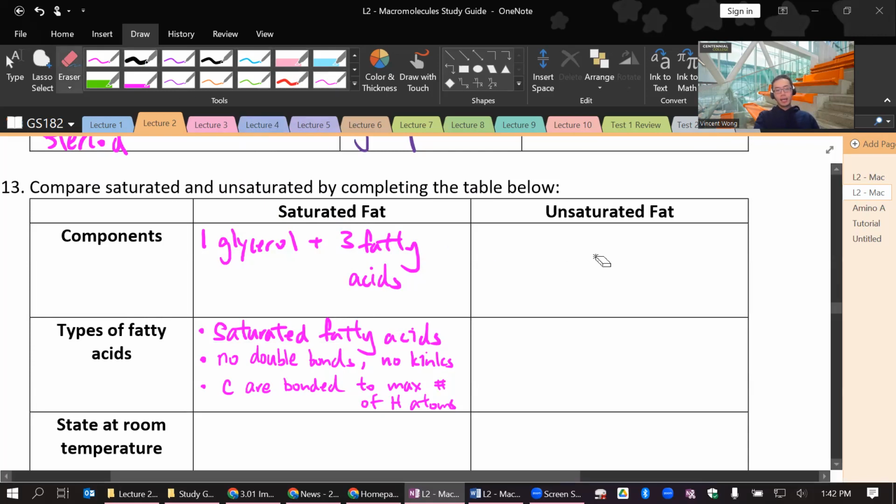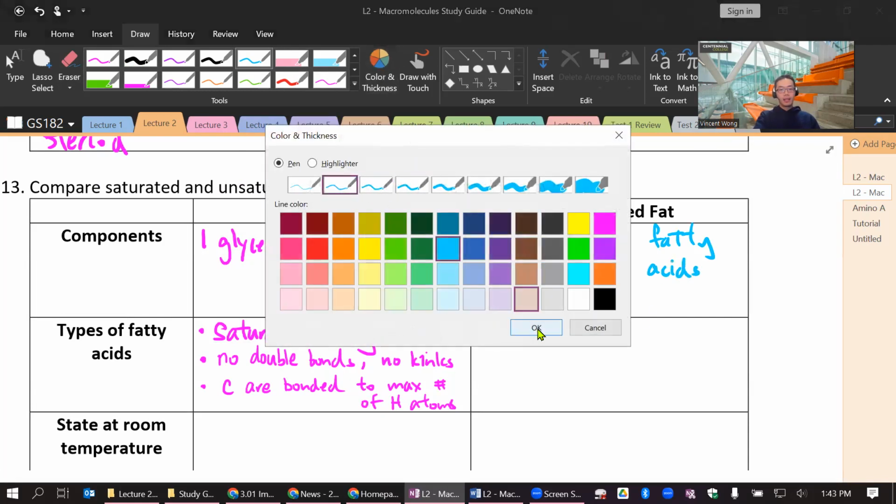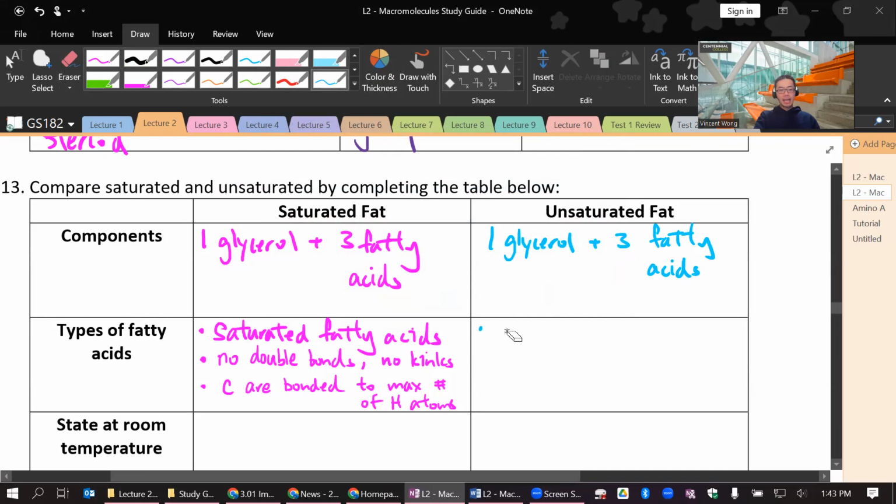Let's take a look at the unsaturated fat. 1 glycerol plus also 3 fatty acids. And in this case, at least 1 fatty acid is unsaturated.